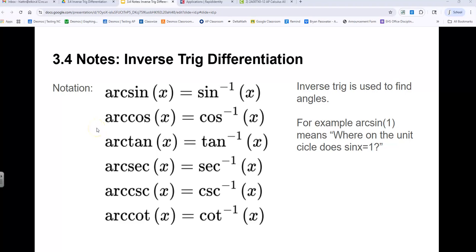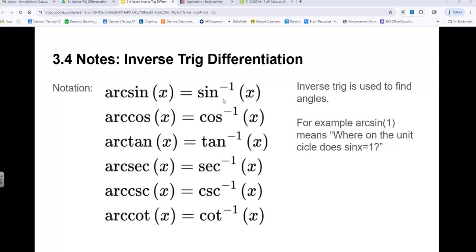little bit in pre-cal. They are the functions that undo the trig functions, right? A little bit of notation here. Arc sine and sine inverse are equivalent notation. Some textbooks use arc sine. Some textbooks will use sine to the -1 here, meaning the inverse of sine.